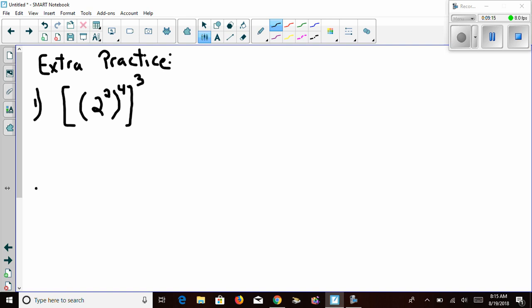For the second example, we're going to do 5x squared y to the 3rd z, all squared. Pause the video, copy down the problems, start the video to check the solutions.